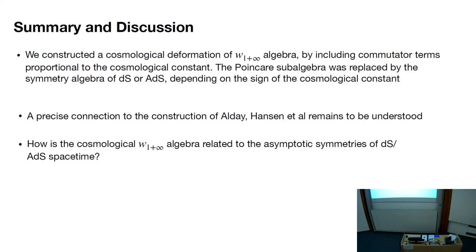But as I said before, the naive field theory limits of the known results in the context of AdS CFTs doesn't really give us a consistent algebra. So maybe there's something missing in the field theory limits that we need to be careful about to really understand a precise connection with other people's work. And also, one thing that might be interesting is to look at how this W1+infinity algebra can be realized in the context of asymptotic symmetries of dS or AdS. So I will stop here.